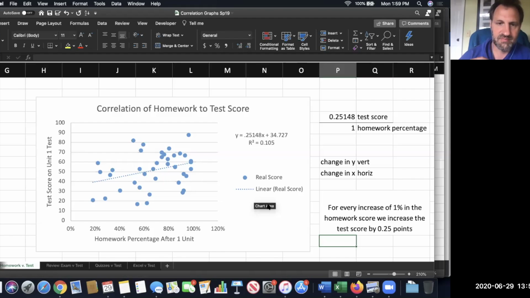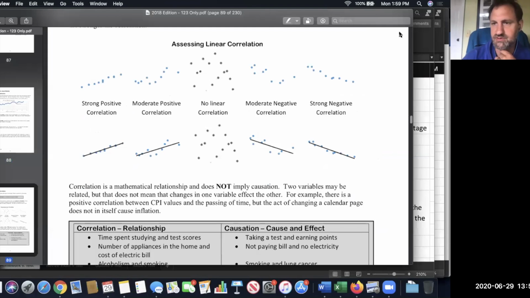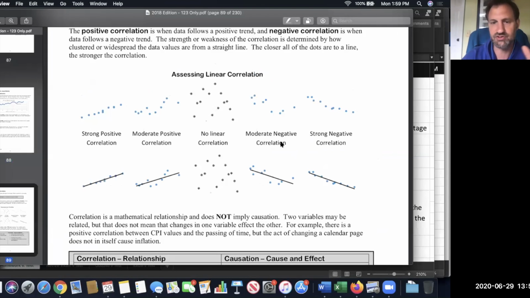But this is a mathematical way of analyzing whether a student's homework is related to how well they do on a test. And if you look at the picture on the next page here, this gives you just kind of a qualitative way of describing what you're seeing here. When you have things that are tightly grouped in a line, that's a strong correlation, right? It could be strong positive, that's on the left here. It could be strong negative, that's what's on the right. If you have things that are kind of loosely in a line, that's more moderate, right?